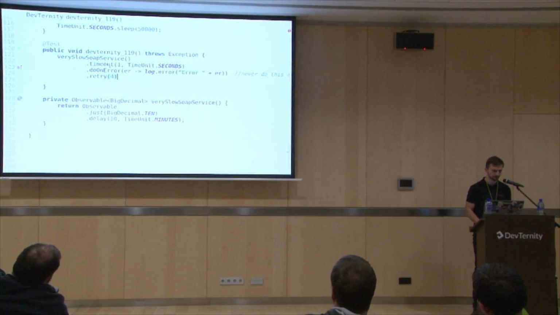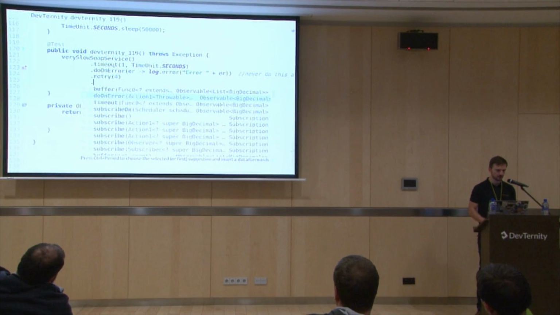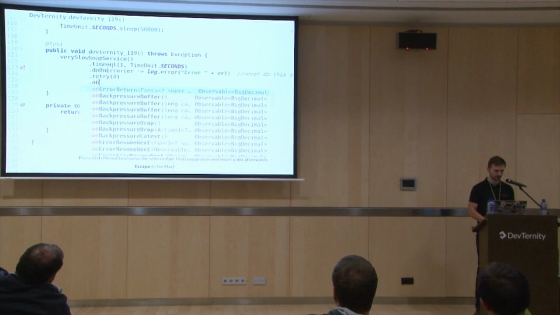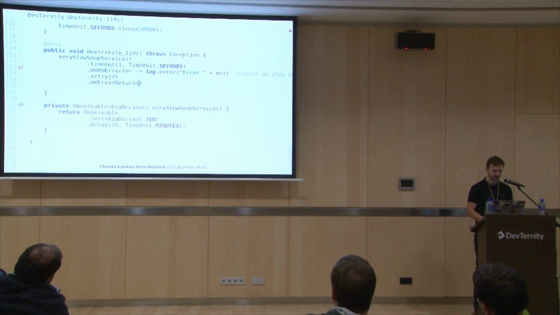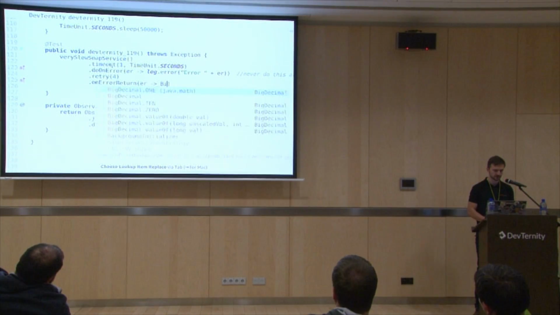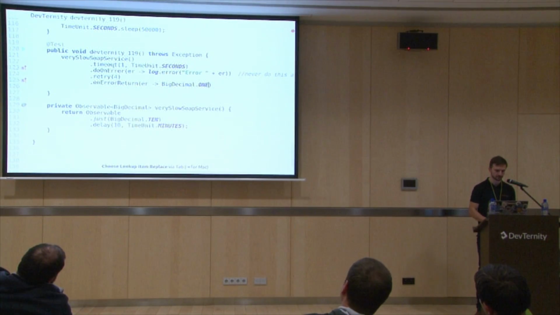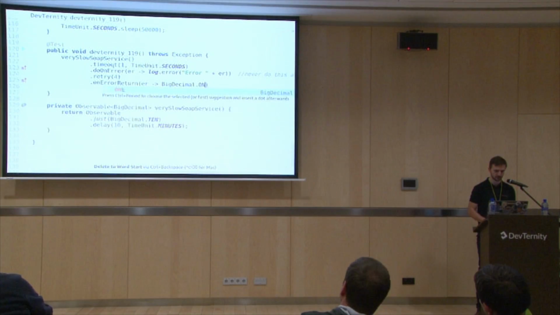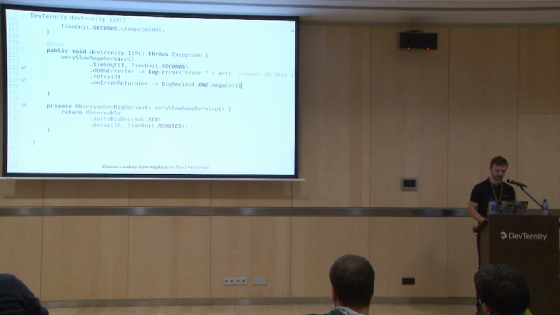Okay, so I'm logging an error, and in case of an error after 4 retries, I'm gonna explain it in a second. In case of error, I'm just returning a fallback value of, let's say, -1. So it's gonna be 1 negate. I just loved this API.